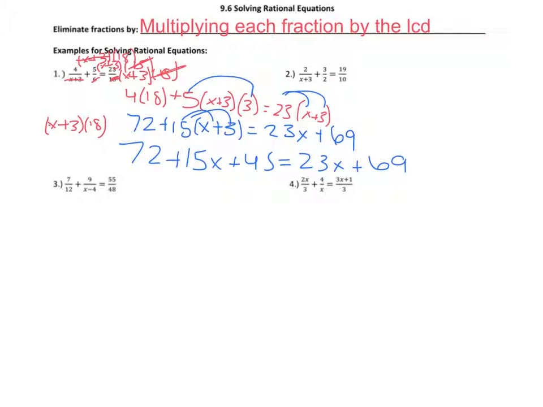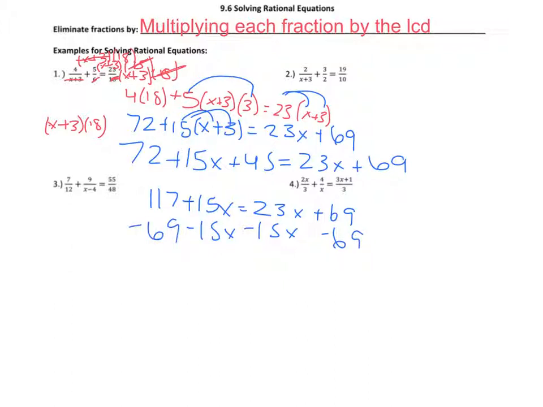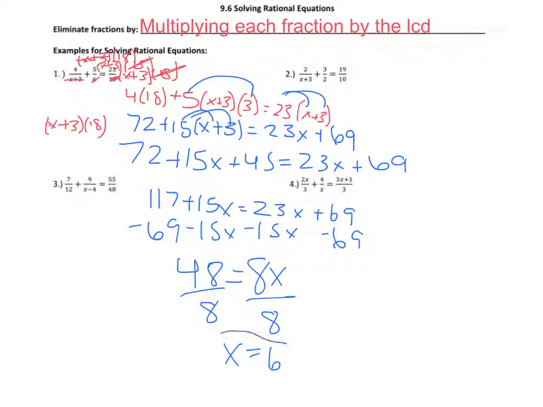I can combine like terms on the left-hand side so that I have 72 plus 45, which gives me 117, plus 15x equals 23x plus 69. And then I'm just going to get my x's on one side and my numbers on the other. So we have 117 minus 69, and that gives us 48. And then we have 23x minus 15x, and that's going to give us 8x. Then we divide both sides by 8, and 48 divided by 8 gives me 6 as my final answer.